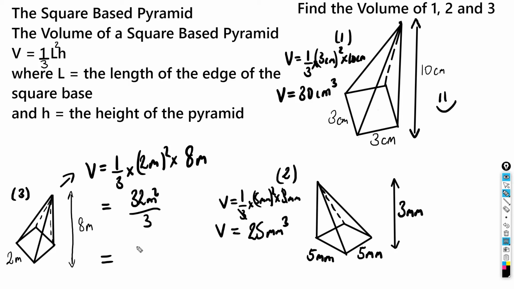And if we divide 32 over 3, we should get 10.67 meters cubed, right? All right. And I decided to leave the answer in 2 decimal places. All right, guys. And that's pretty much it. Those are 3 examples of the square base pyramid. It's really simple, right? Looks difficult, but is actually very simple in the end.